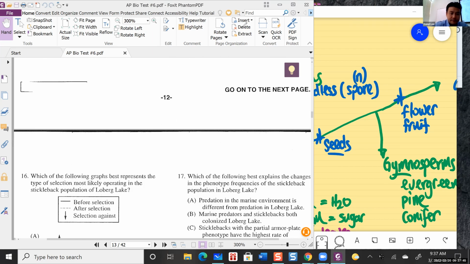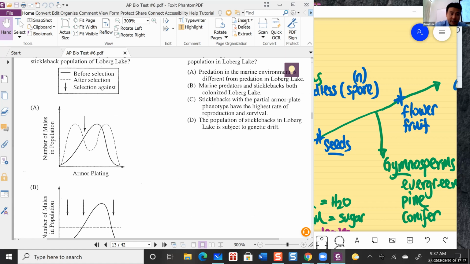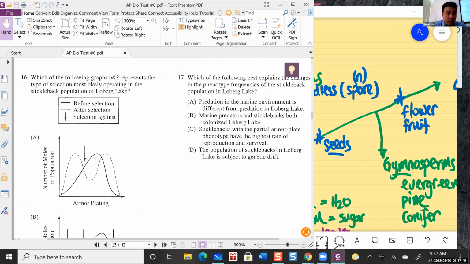Number 16. Now the same question here. So the question is, which of the following graph best represent the type of selection? Again, there's 3 types of natural selection.